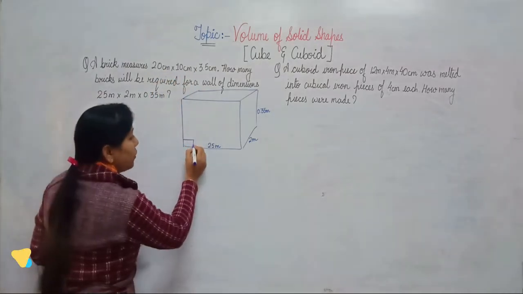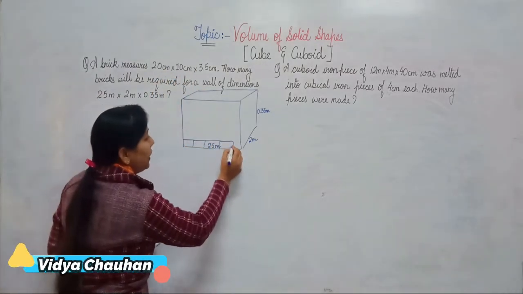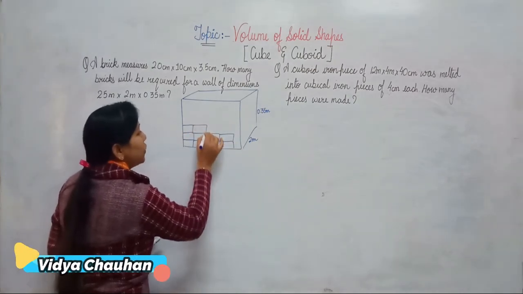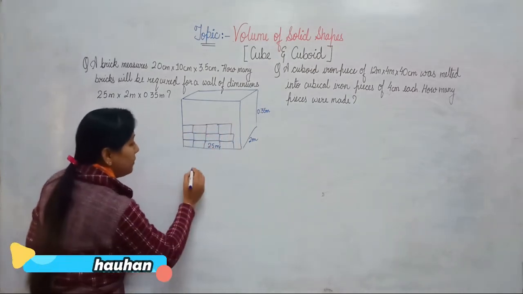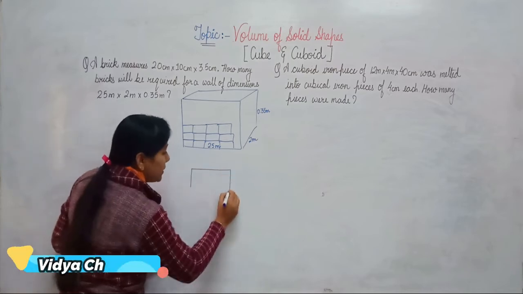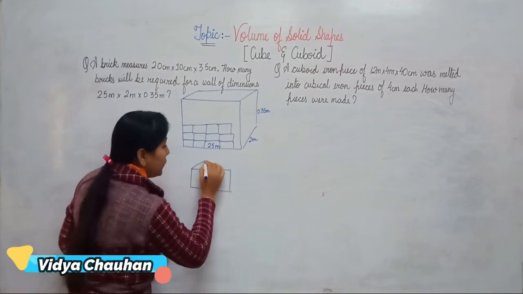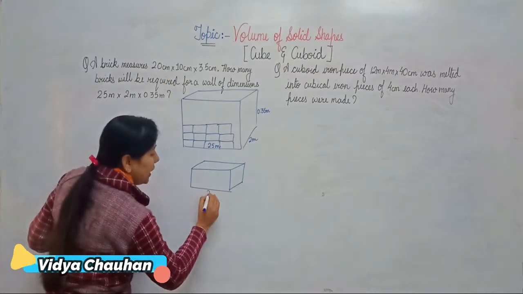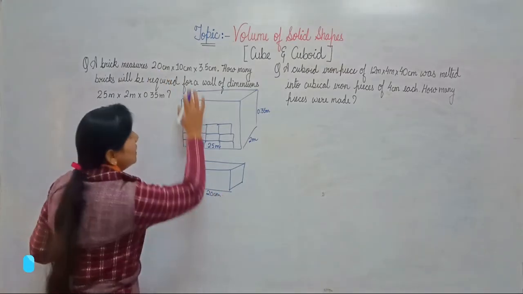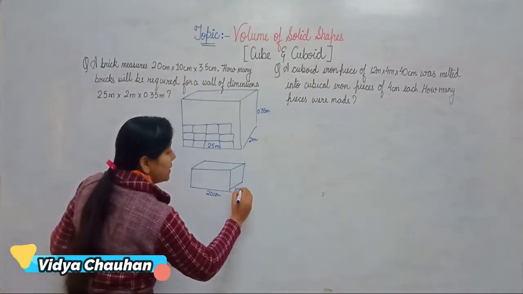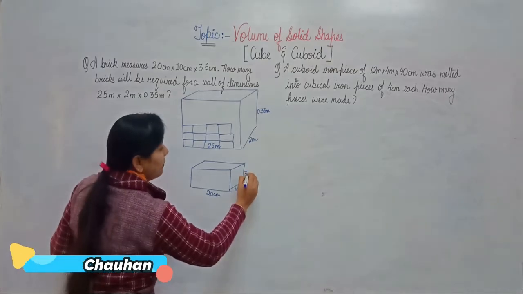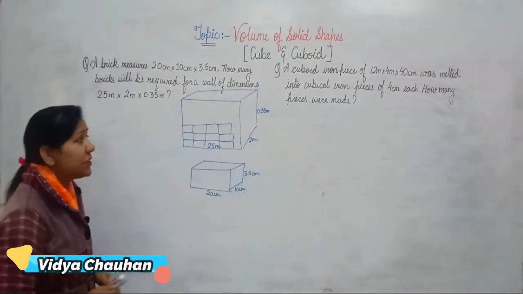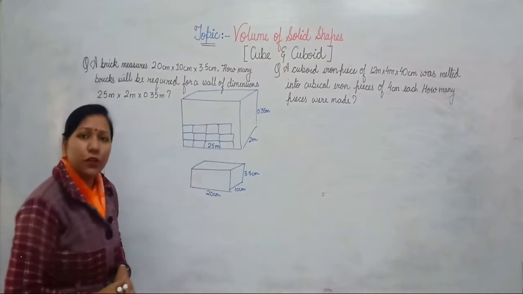The bricks are also in the shape of a cuboid, like this. So if I talk about a single piece of cuboid, that means a single brick, what are the dimensions of the brick given to us? The length is 20 centimeter, the breadth is 10 centimeter and the height is 3.5 centimeter. Right students? So this is the diagram explanation of the question.